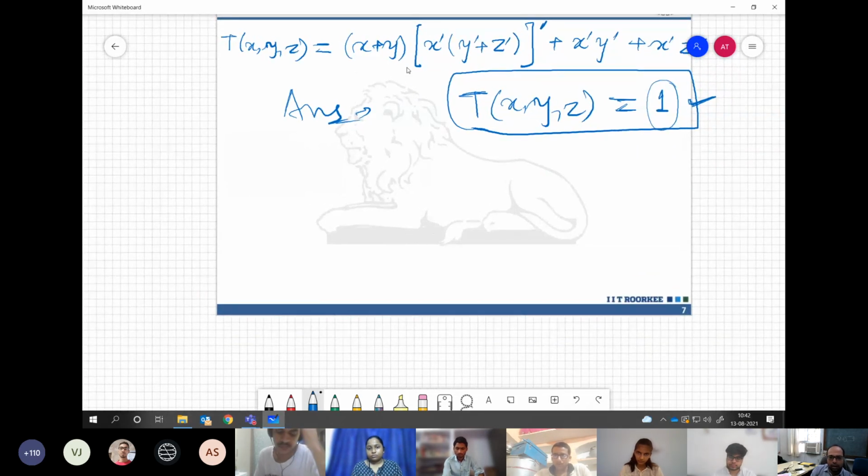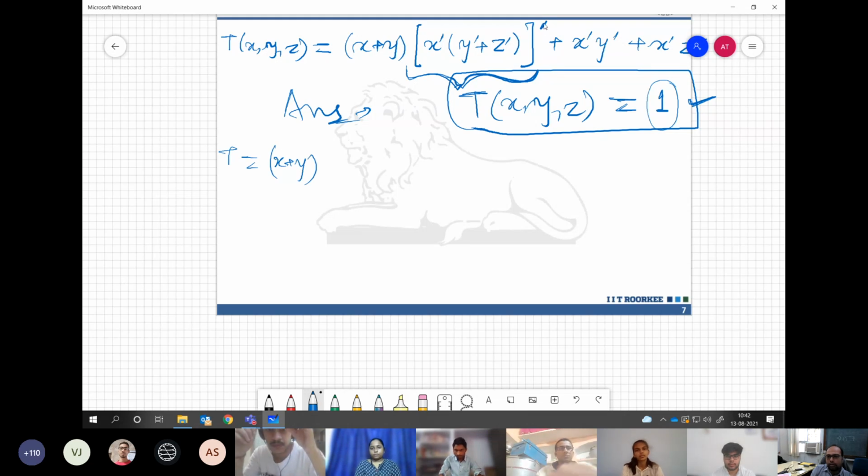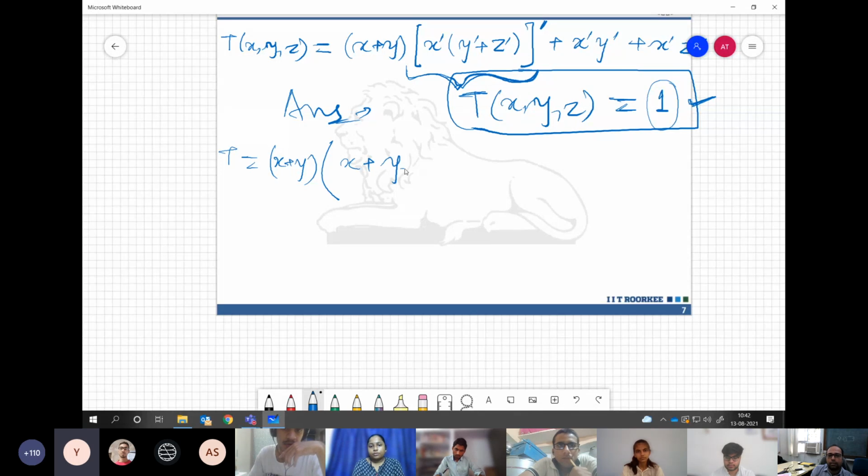So obviously, the first term we can simplify is this. We have the prime taken of this particular term. So what would this be if you take the prime of this? If you follow the duality principle, x plus y into x plus z. Correct? Any problem in this?